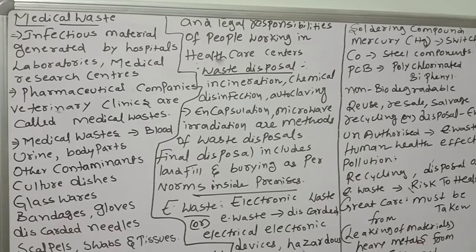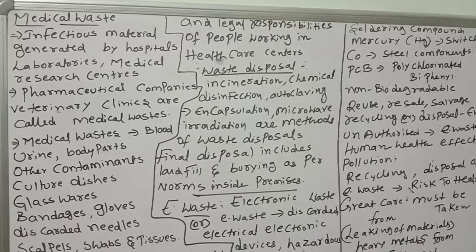Reduce, refuse, reuse and recycling are the best solutions for electronic waste management. Why? Because if you reduce, there is less pollution. If you refuse, there is no pollution at all. If you reuse, we can control the electronic waste. If you recycle, that is also well and good, but at recycling time, care is a must and required. These are the 4R technique or 4R mantra, which is very useful to control electronic waste.